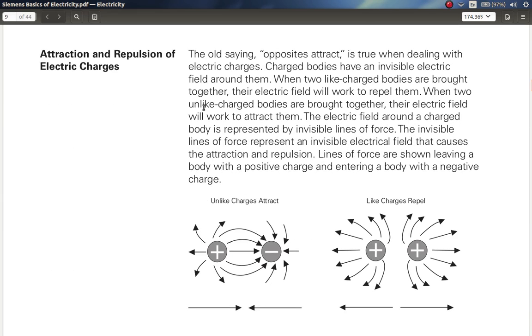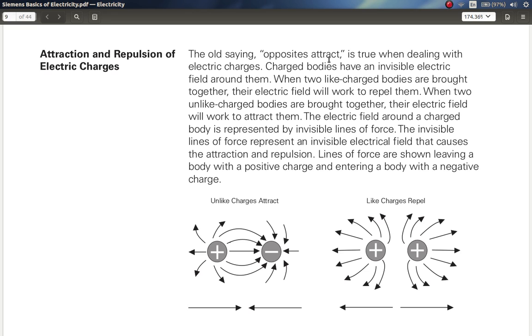Attraction and repulsion of electric charges. The old saying opposites attract is true when dealing with electric charges. Charged bodies have an invisible electric field around them. When two like charged bodies are brought together, their electric field will work to repel them. When two unlike charged bodies are brought together, their electric field will attract them.